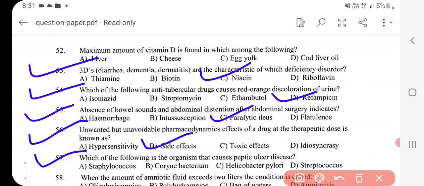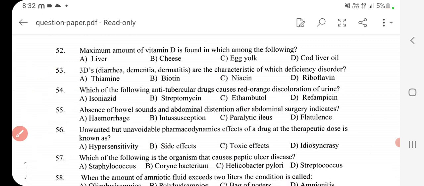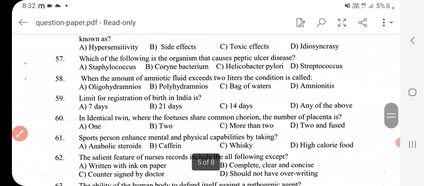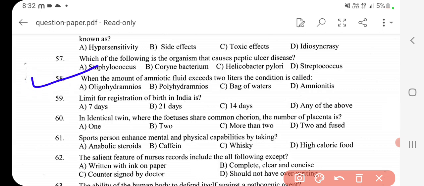Next, 57. Which of the following is the organism that causes peptic ulcer disease? Staphylococcus, Corynebacterium, Helicobacter pylori, Streptococcus. So right answer is option C, Helicobacter pylori. Next, 58. When the amount of amniotic fluid exceeds 2 liters, the condition is called oligohydramnios, polyhydramnios, bag of water, amniotus.